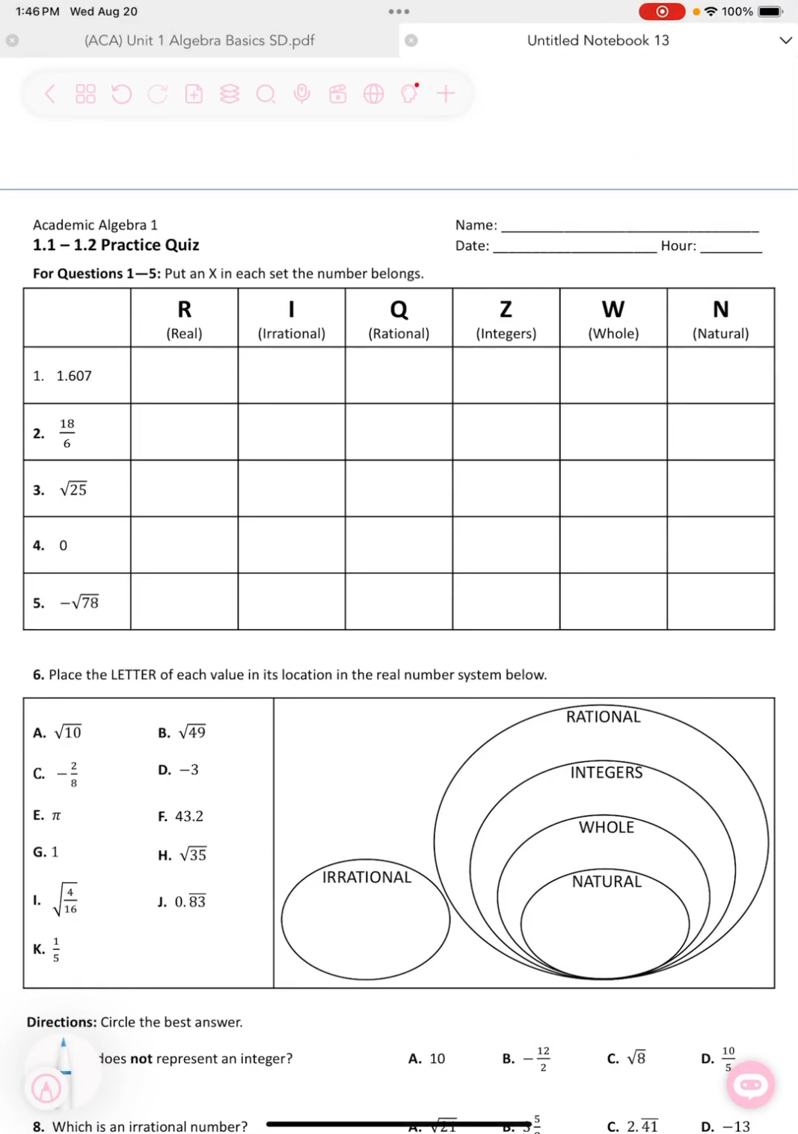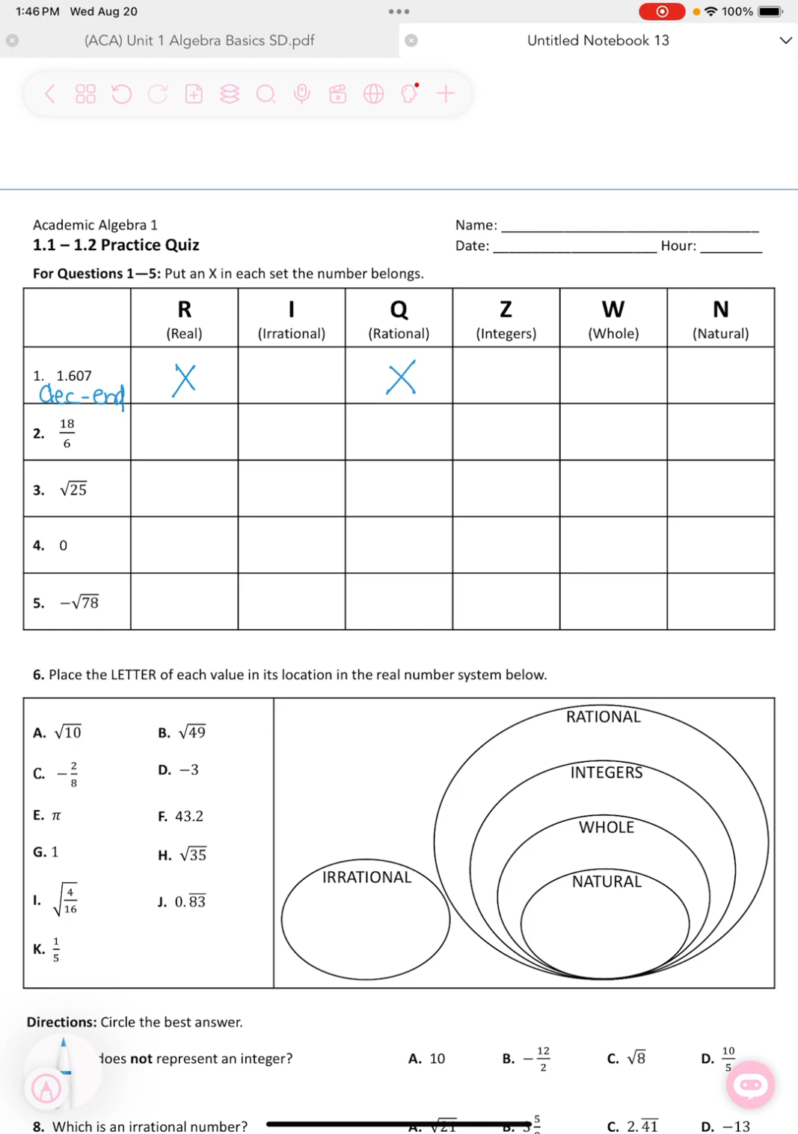All right, going through our practice quiz. So we're going to put an X in each of the boxes where this belongs. 1.607 is a decimal, so we know that things with decimals are definitely real, and they're not going to be irrational. It's going to be a rational number because it has an end, so it's an ending decimal. We know that it can't be an integer, a whole number, or a natural number because it is a decimal. That's why those other ones don't fit.